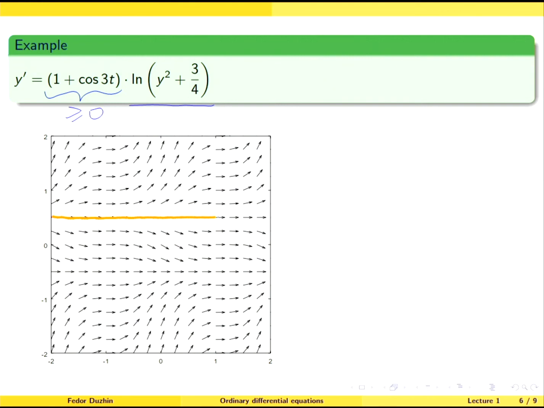So there is an equilibrium solution at positive 1/2, an equilibrium solution at negative 1/2, and all other solutions approach this solution when t goes to infinity, if the initial point is below 1/2. If the initial point is above 1/2, then it seems to still approach infinity, only probably slower than in the previous example, but the behavior is similar.